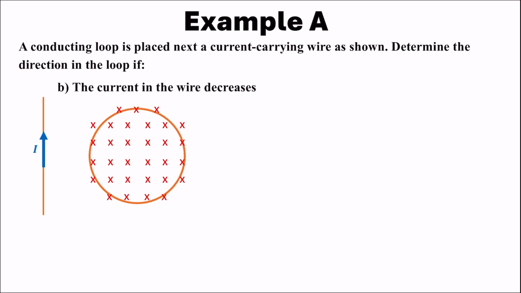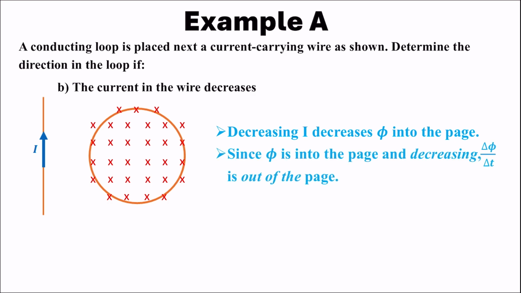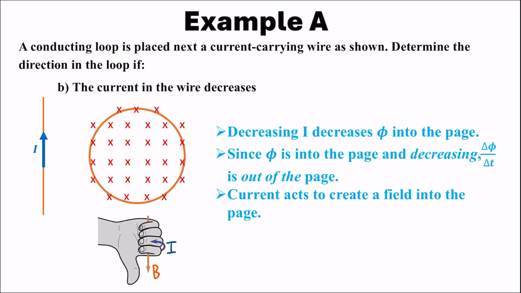In part B, the current's now trying to decrease. So the field is still into the page, but it's decreasing, and that means the change of flux is out of the page. I'm trying to stop the current from decreasing. To stop something from decreasing, I'm going to try to help it. I'm going to point my thumb into the page to try to keep the inward field from decreasing. When I point my thumb into the page, my fingers are going to curl clockwise. So in this case, the induced current is clockwise.